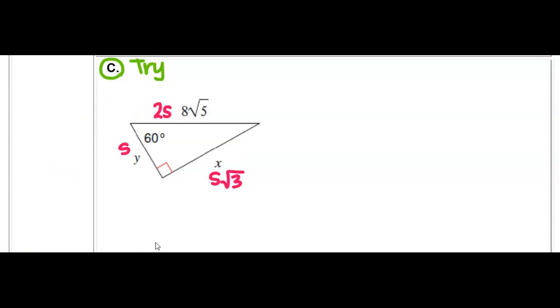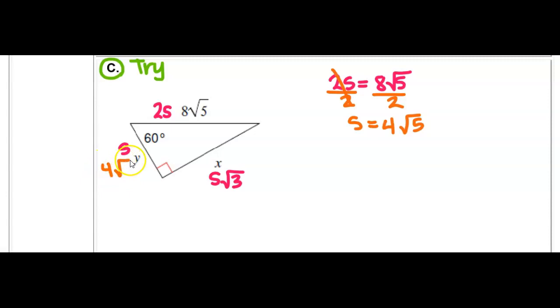Okay, so you should have labeled your short leg as S, your long leg across from 60 is S root 3, and your hypotenuse is 2S. So the side that they're giving us here is the 8 root 5. So we know that 2S has to be equal to 8 root 5. And now we need to solve for S. So we're going to divide both sides by 2, and S is going to become 4 root 5. So we know that this length right here, the short leg, is going to be 4 times the square root of 5.